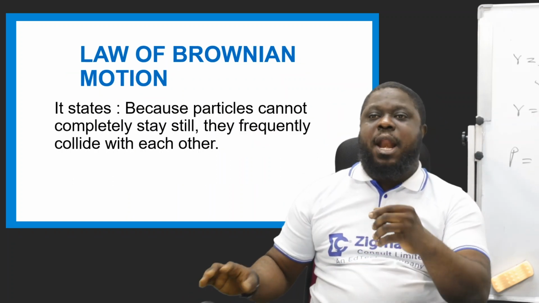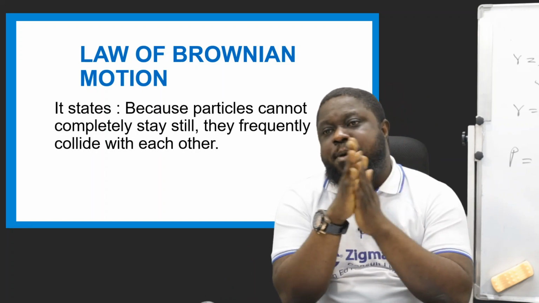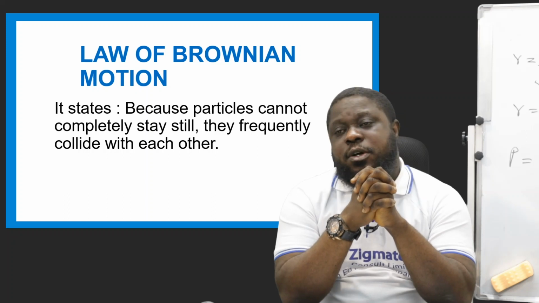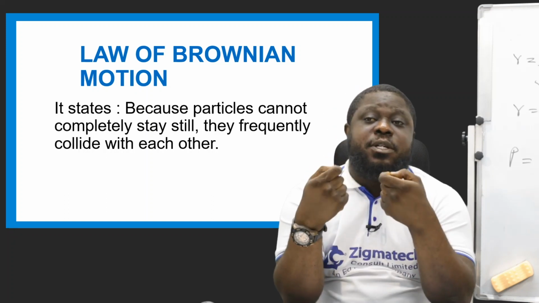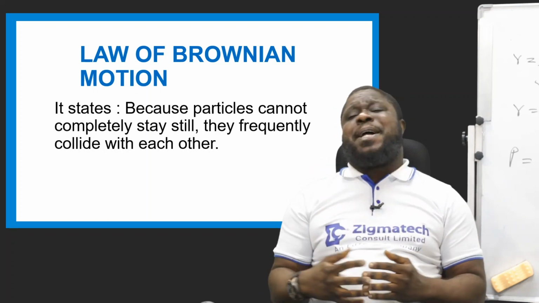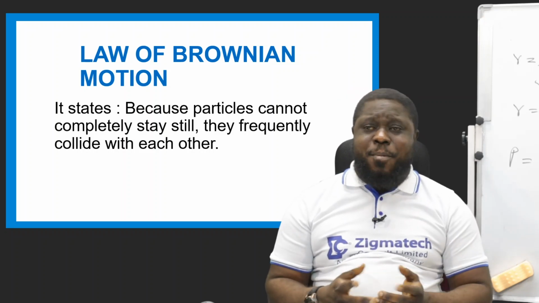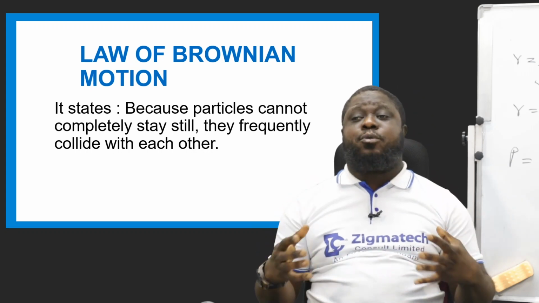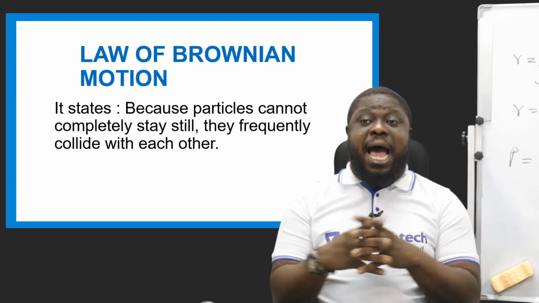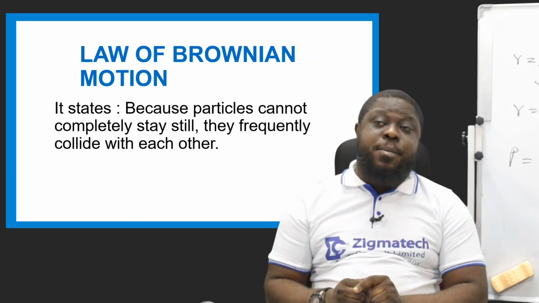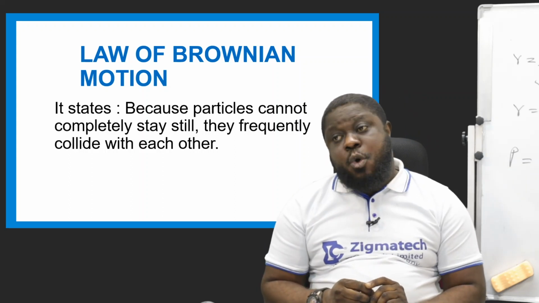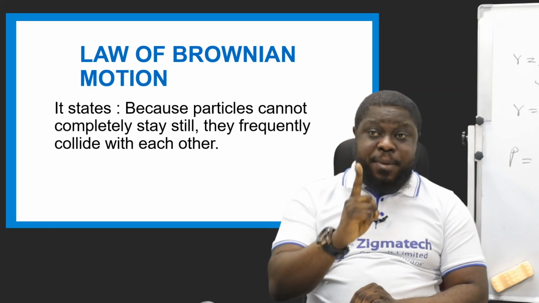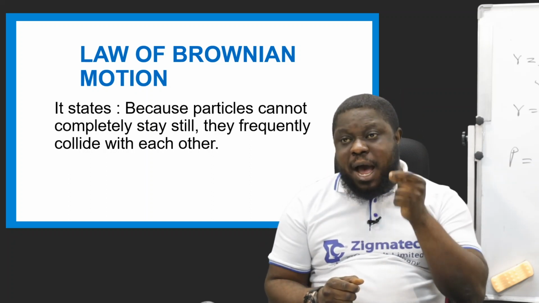Now, the law, like I said, of Brownian motion, it states that because particles cannot completely stay still, they frequently collide with each other. Now, these particles can be atoms or molecules. Okay? But it can be atoms. Now, when an atom or molecule comes together to form one particular atom, it's called a superatom.